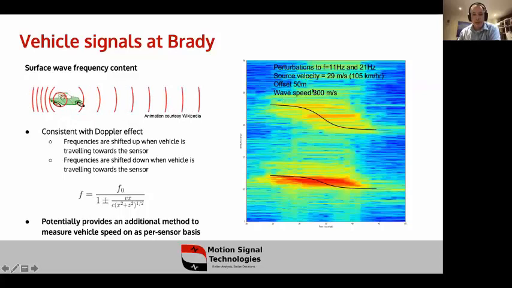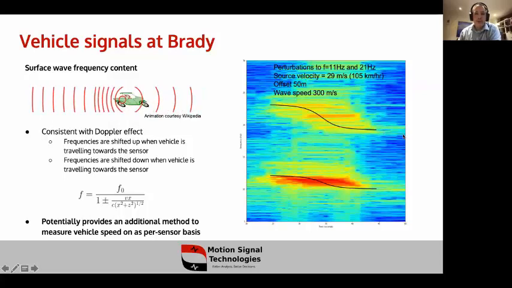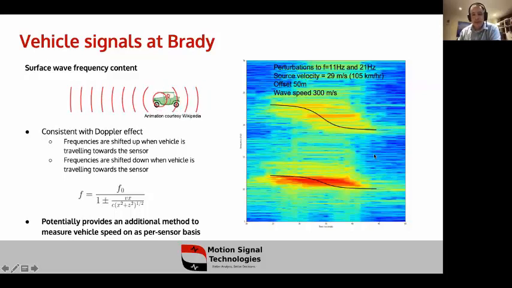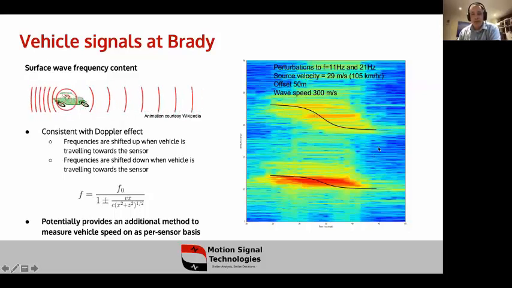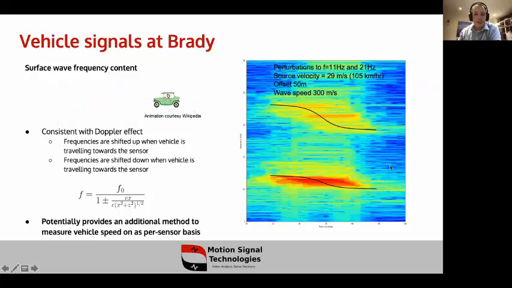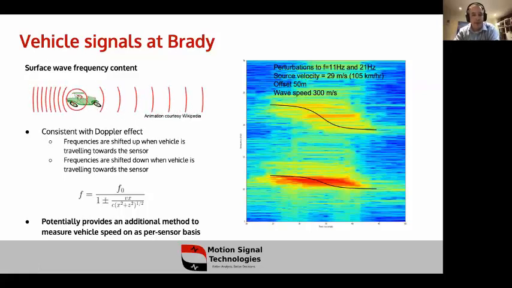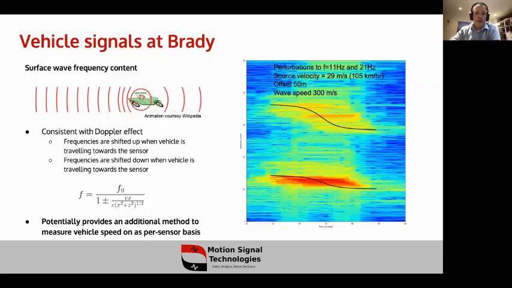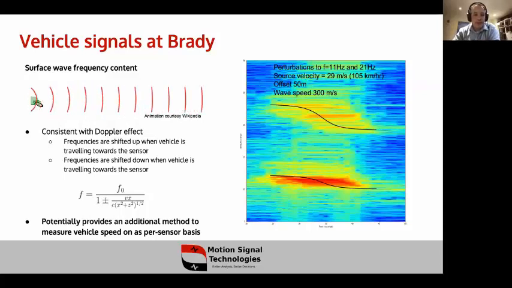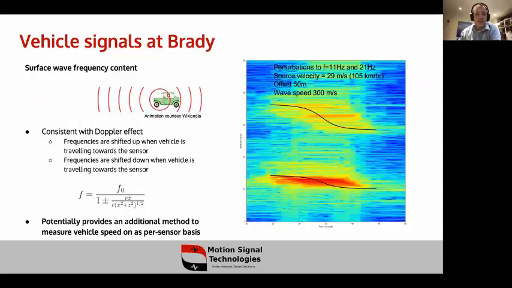I've done a quick back-of-the-hand calculation for perturbations to 11 hertz and 21 hertz frequencies for a particular source velocity and medium speed. It could do with some tightening up, but it's at least ballpark. It seems to be fitting reasonably on this scale. Where I think this is potentially really powerful is that it provides a per-sensor way of judging vehicle speed, as a potential augmentation to some of those array-based methods.